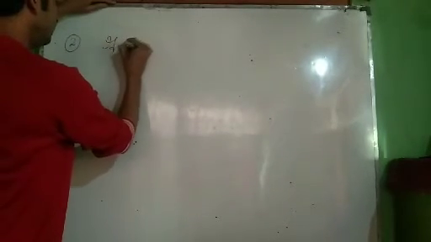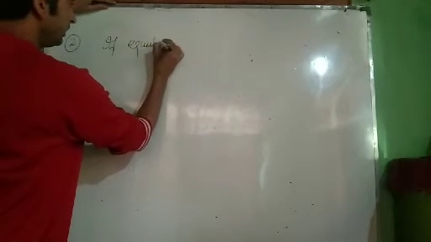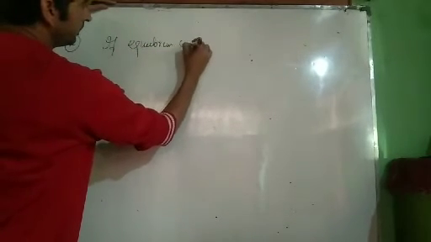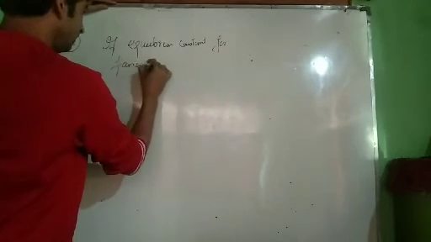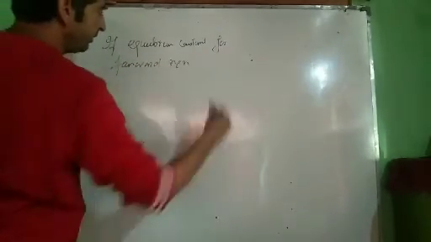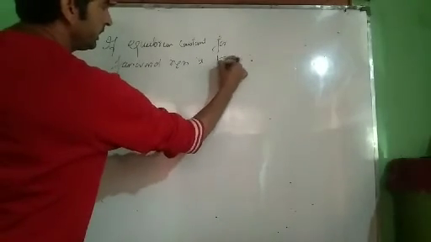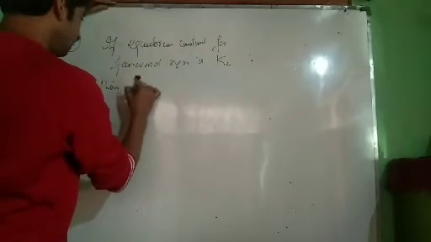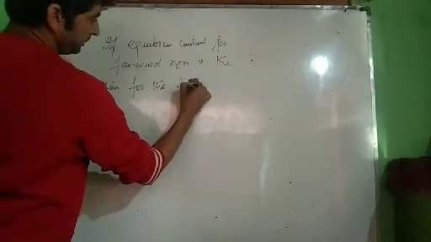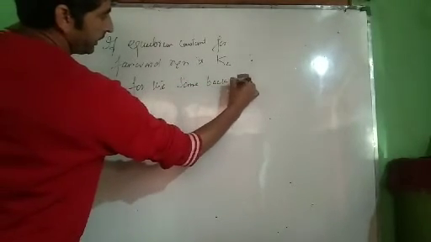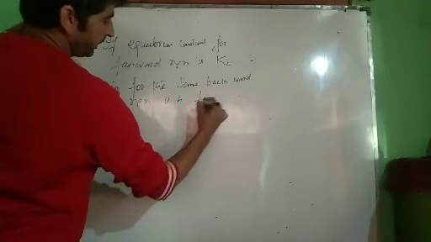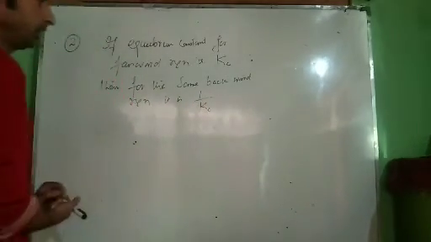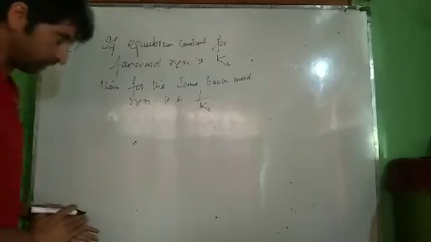If the equilibrium constant for the forward reaction is Kc, then for the same backward reaction it is 1 by Kc.